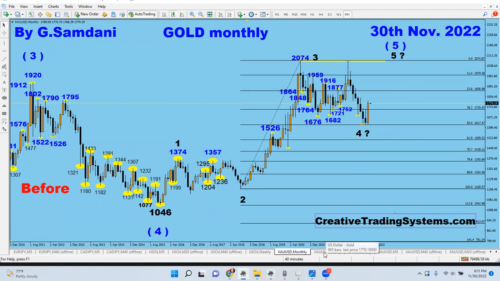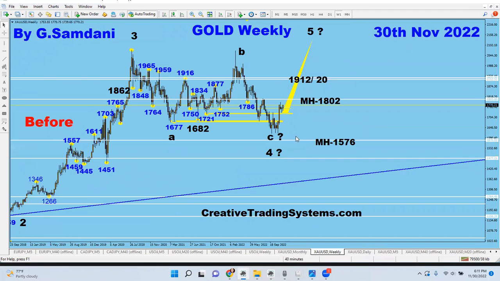Let's take a look at the weekly chart. Now, this is how it is. I made the chart earlier that we're going to be bouncing, but I can't find that chart. Probably it's on the other computer. But this is what it is: this wave 3, and then A, B, C, wave 4, right? Now we're going to go for wave 5.